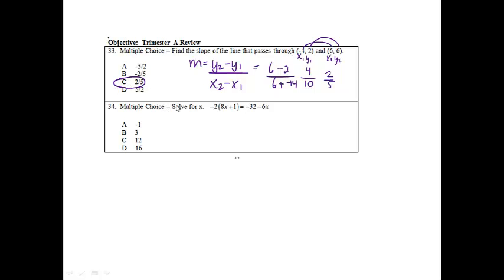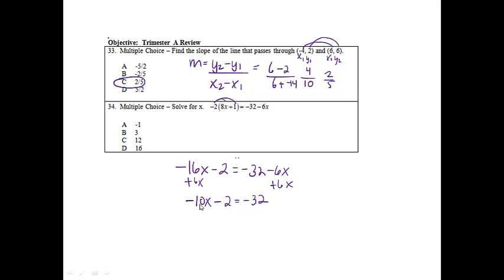All right, multiple choice, solve for x. Negative 2 times the quantity 8x plus 1 equals negative 32 minus 6x. The first thing that I'm going to do is distribute that negative 2 to both parts, so I'm going to get negative 16x. Negative 2 times 1 will be a negative 2, and then equals negative 32 minus 6x. Okay, I need to get the x's together, so to get rid of minus 6x, we're going to do plus 6x to both sides. Okay, so negative 16x plus 6x will give me negative 10x minus 2 equals negative 32, right?